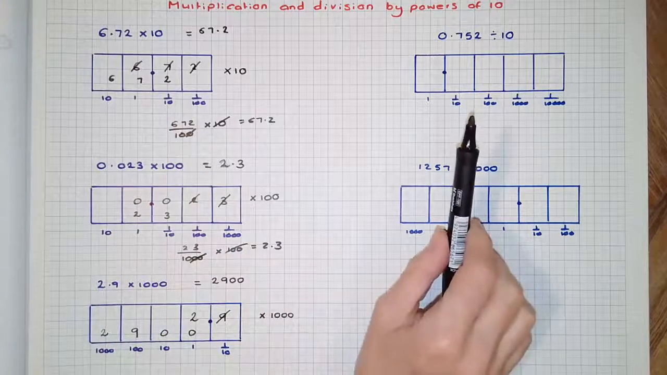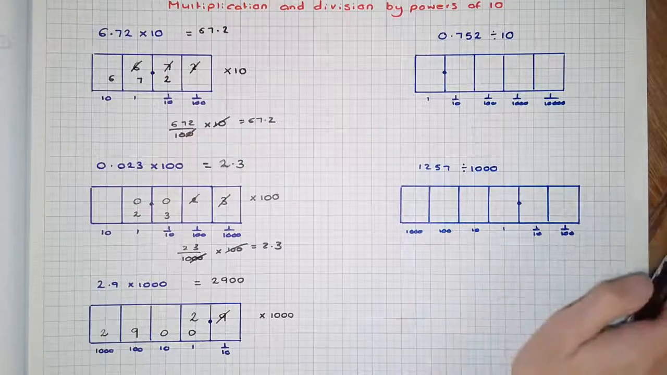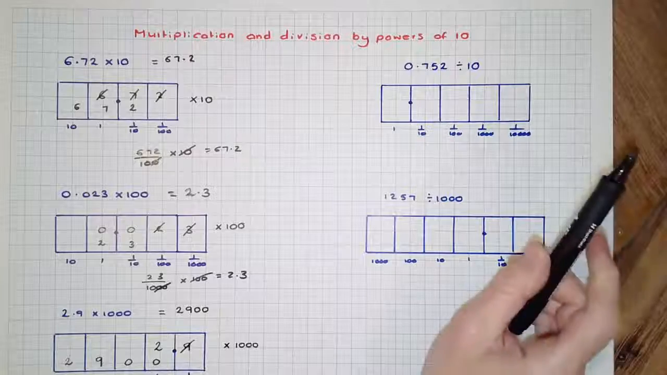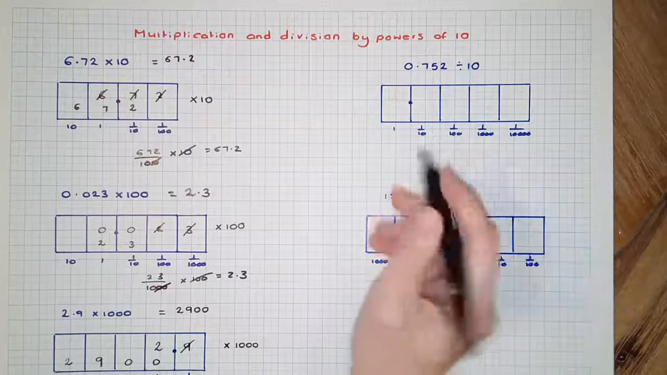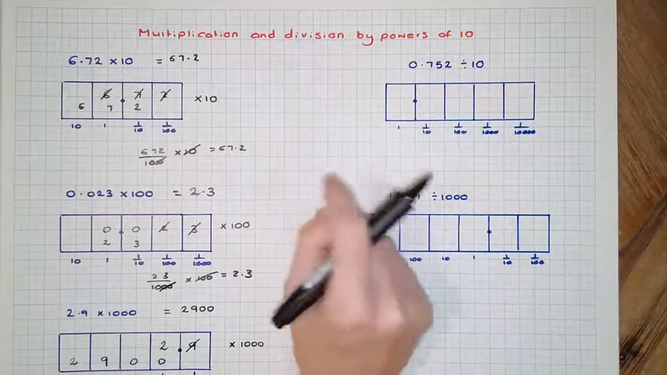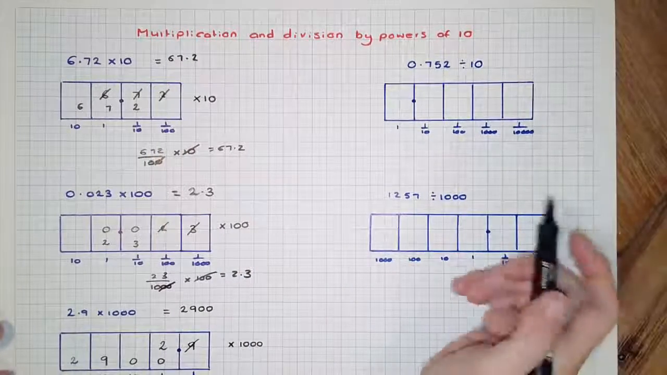Now let's have a look at division. Division is the reverse process of multiplying. So when we're dividing by 10, it corresponds to the digits moving to the right, which may appear that the decimal point moves to the left. Let's give it a go.